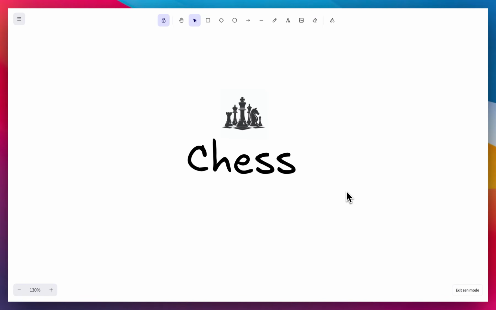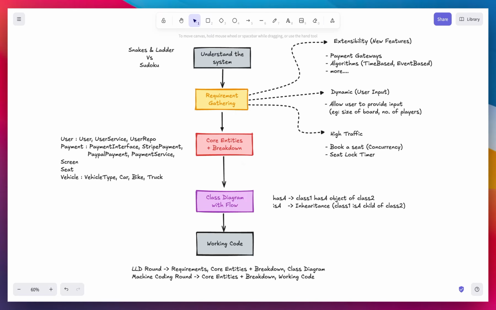Hi everyone, in this video we would be designing one of the hard games which is many a times asked in Uber's low level design round. So let's get started. So this is the flow that we would be following in each and every video in our low level design series.